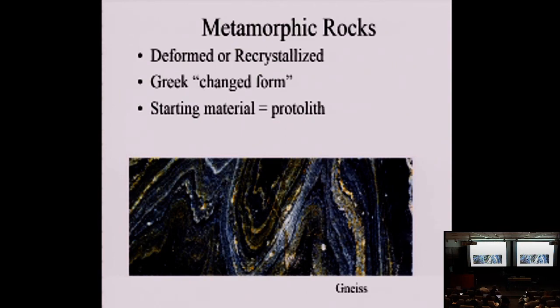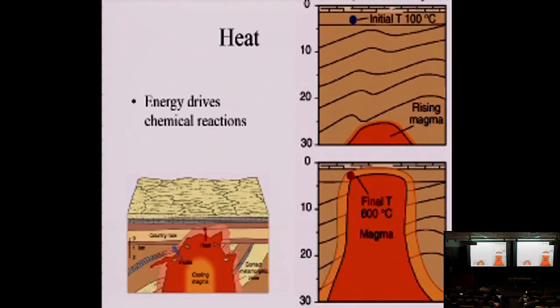Oftentimes rocks that are metamorphic have these folds and faults in them, and we will look at this when we look at tectonics. The folding and faulting is important. So 3 things really make metamorphic rocks. Heat. Anything that's in here that gets amalgamated will just change the chemical composition. This will ultimately be an igneous rock.